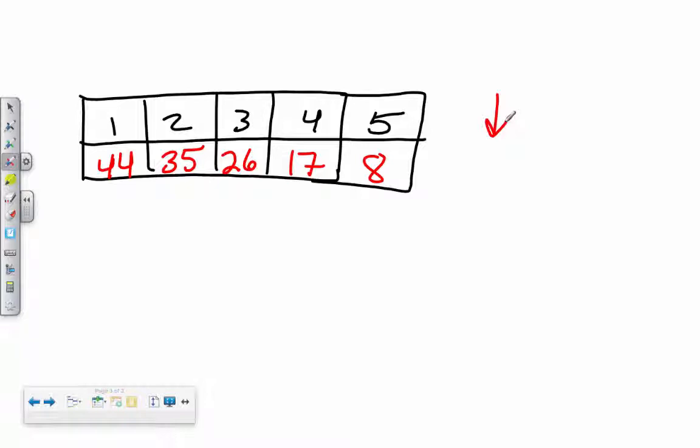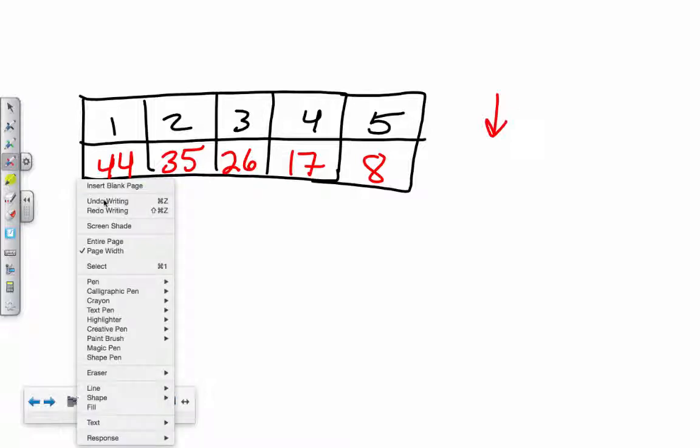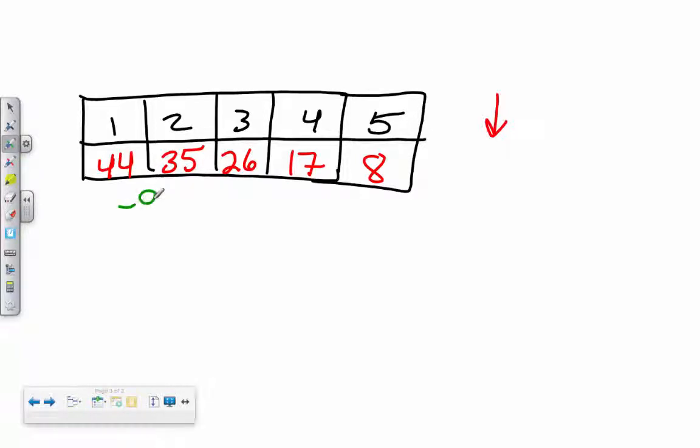Let's look at how much it's going down each time. 44 to 35 goes down by 9. So here I would say we went -9. 35 to 26, did we go down by 9? Yes. So going in this direction, we're subtracting 9 and subtracting 9.